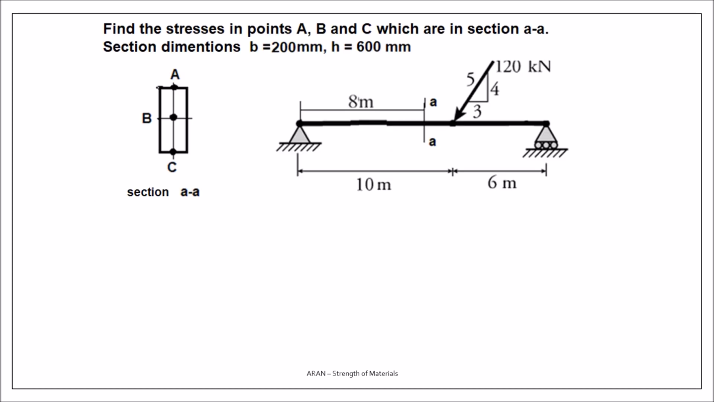Another problem: find the stresses in points A, B, and C which are in section AA. Section dimensions are B and H. B is this dimension and H is this dimension. Here again, the critical section, or the section where they want me to do the analysis, is given. So all I have to do is make a cut and find the internal forces and moments in the section.